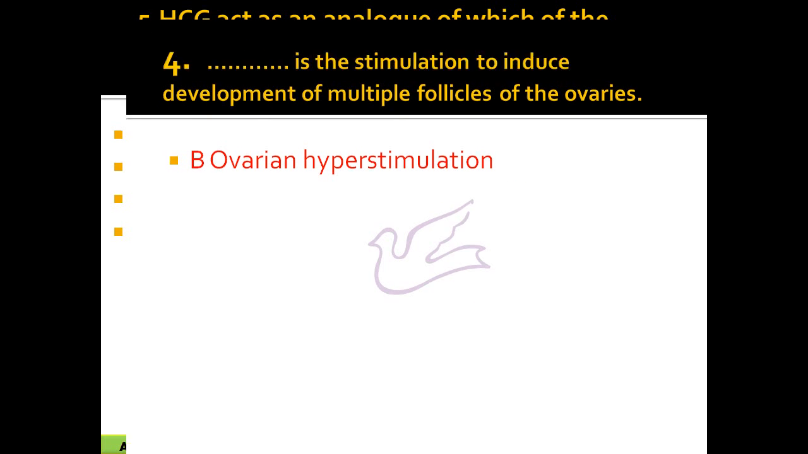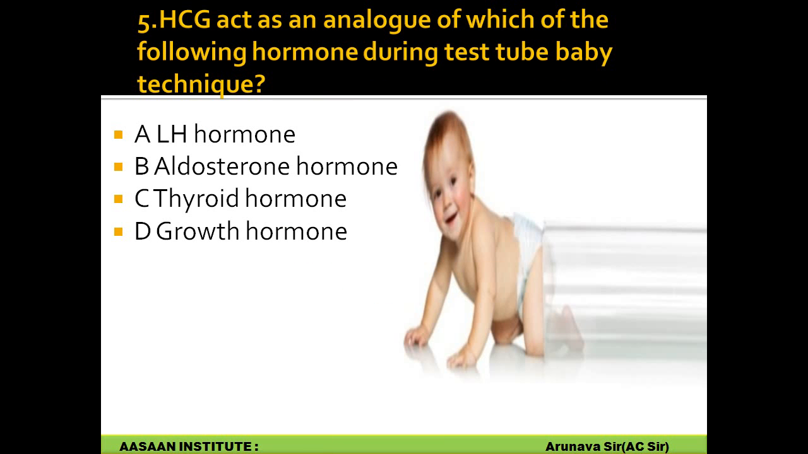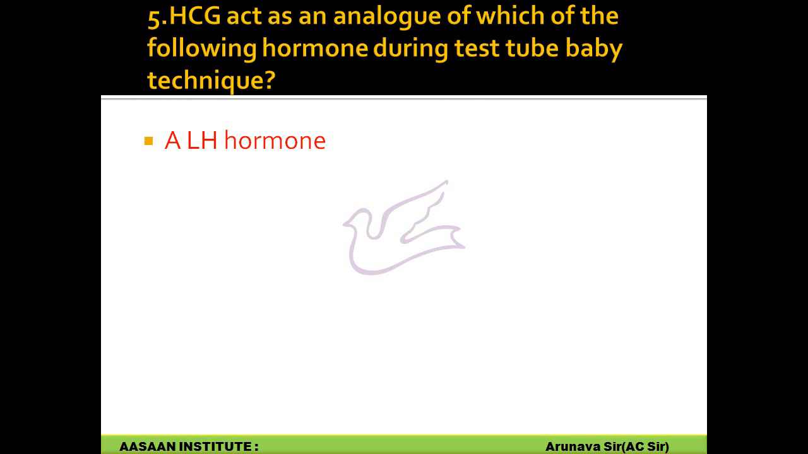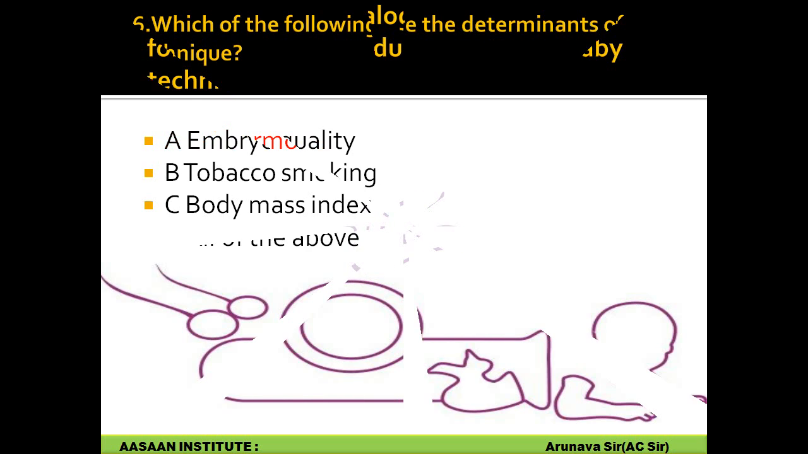Now question number 5. HCG, human chorionic gonadotropin, acts as an analog of which of the following hormones during test tube baby techniques? In test tube baby techniques, different hormones are applied in the female body. Generally, HCG is an analog of LH or luteinizing hormone. So our option A is the right option. Now go to question number 6.